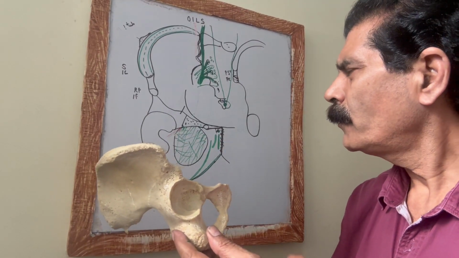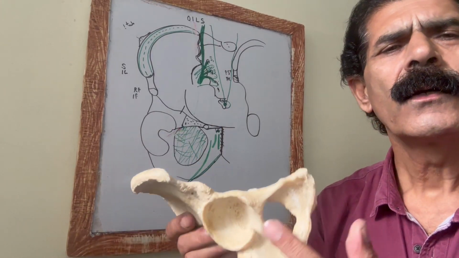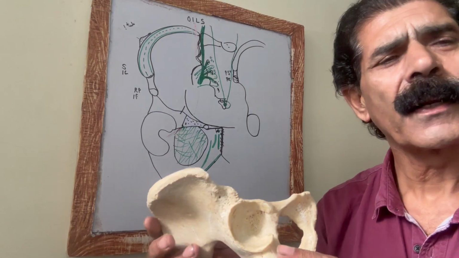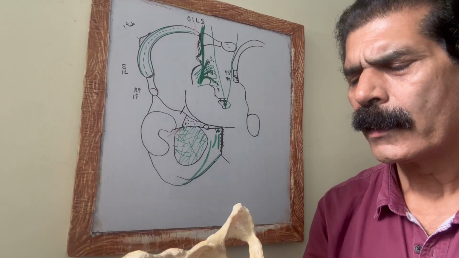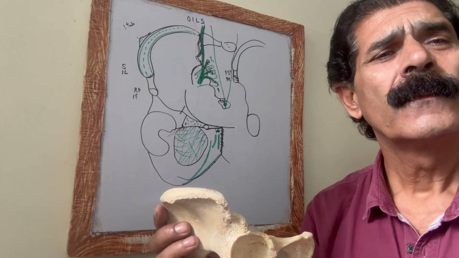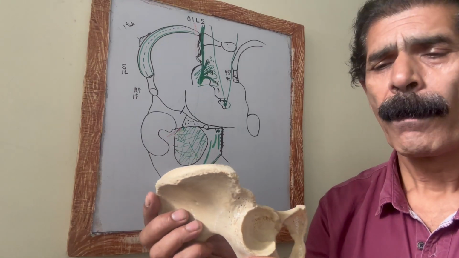The acetabulum and the outer side of the obturator membrane is the origin of the obturator externus muscle, and internally the obturator internus muscle. So the obturator externus muscle, after taking origin from here, is inserted into the trochanteric fossa of the intertrochanteric crest of the femur.